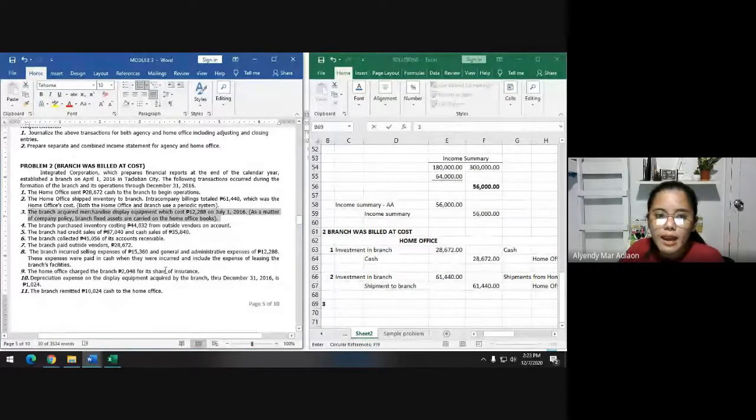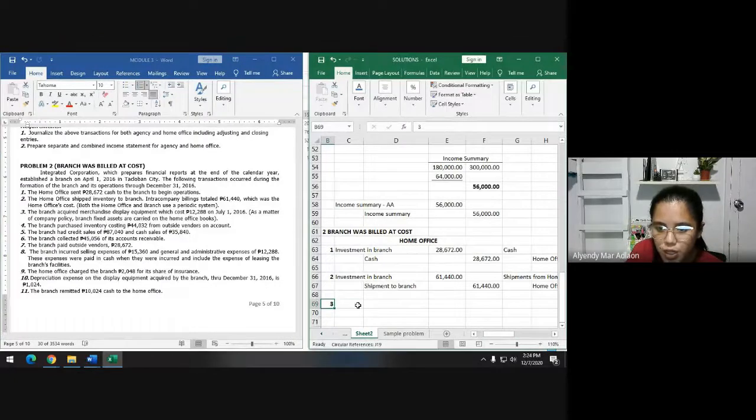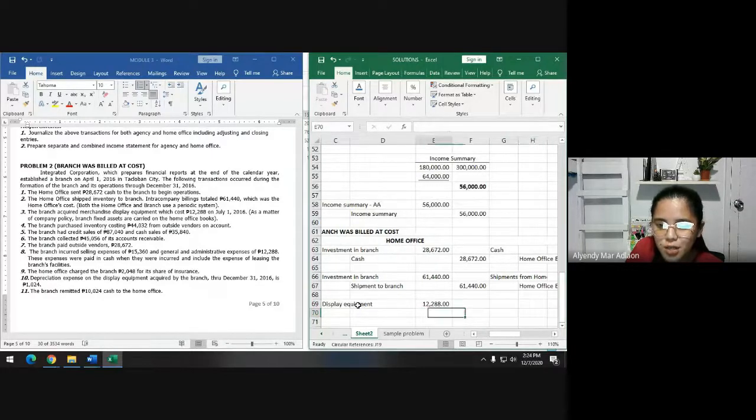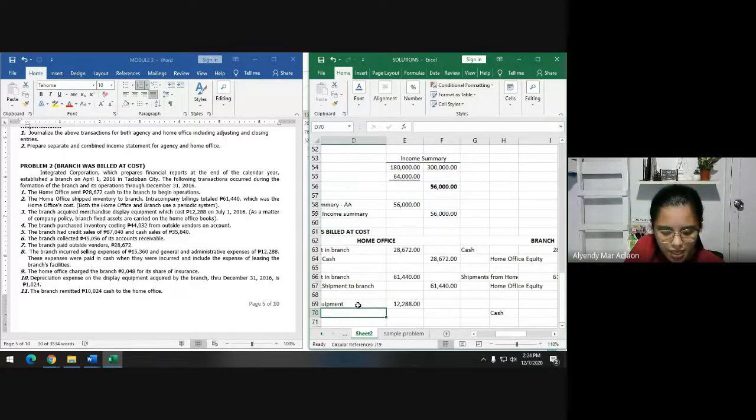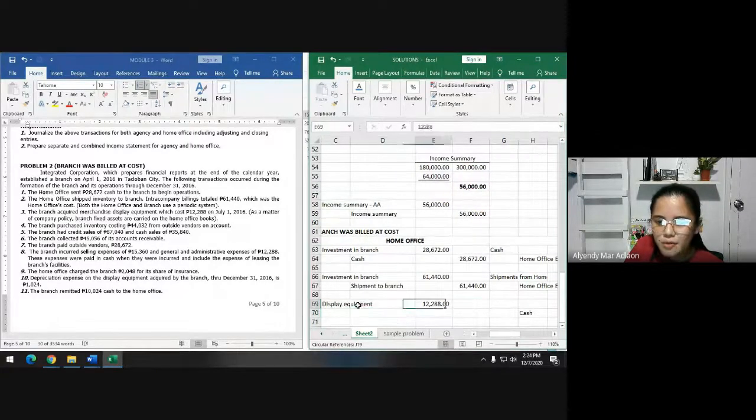So, what will happen? The branch purchased display equipment. So, on the part of the home office, it will debit display equipment, amounting to 12,288. Now, who paid? It was the branch, right? So, the equipment is a debit for the home office, but the branch credits cash, 12,288. Now, the credit of the home office is the counterpart of the debit of the branch. So that would be their reciprocal accounts.